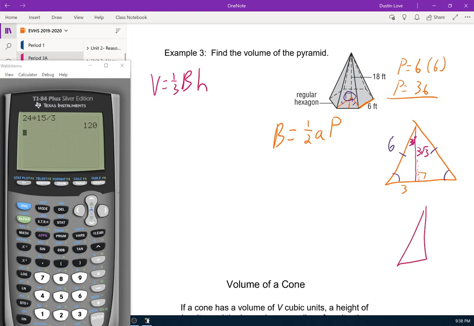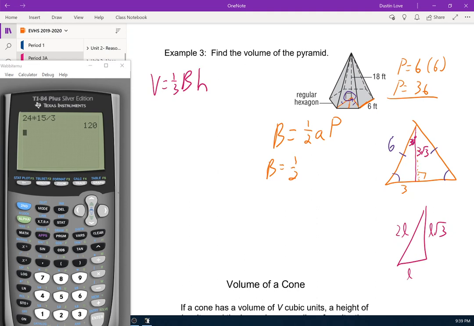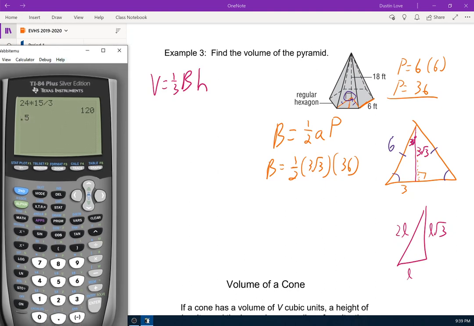That came from our 30, 60, 90 triangle being L, 2L, L root 3. Or you can use trig, however you want to get there, Pythagorean theorem, whatever you need to do. So the apothem is 3 root 3. So area of the base is 1/2 times apothem, 3 root 3, times perimeter, which is 36. So 0.5 times 3 square root 3 times 36.